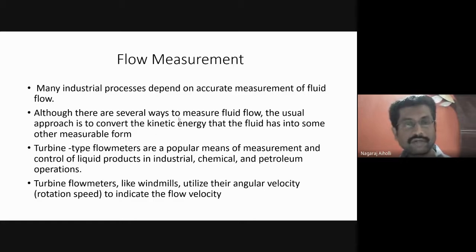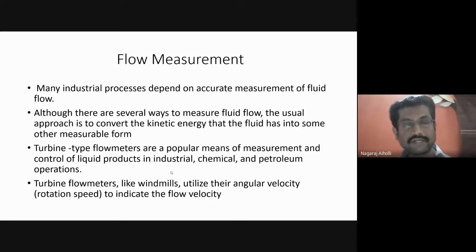And for measurement of flow rate, we are using turbine type flow meters, which are very much popular for measuring and controlling of liquid products in industries such as the chemical industry and petroleum industries. Turbine flow meters, like windmills, make use of the rotational speed or the angular velocity to indicate the flow velocity.